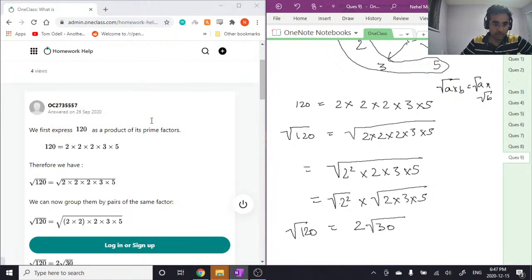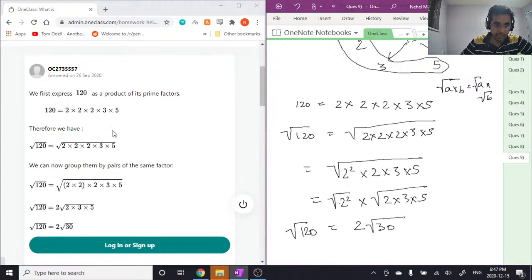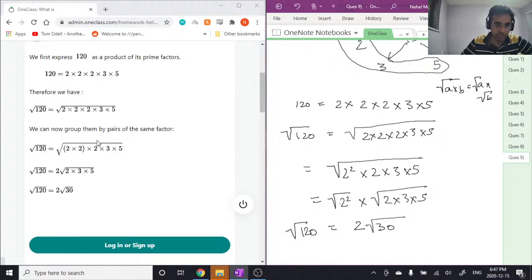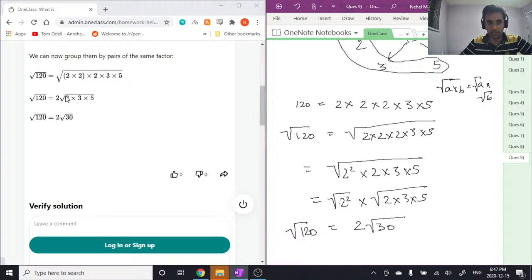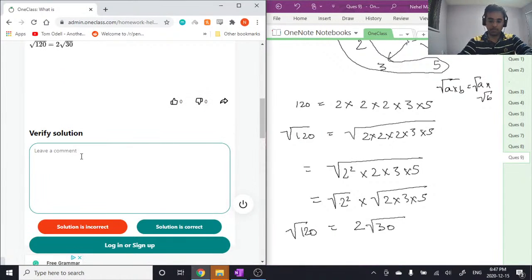Okay. So we first get the prime factors, then we do the under root of each side, then we form pairs, and then we look at any pair sets we have, and then we can take them out. So this is perfect. So the solution is correct.